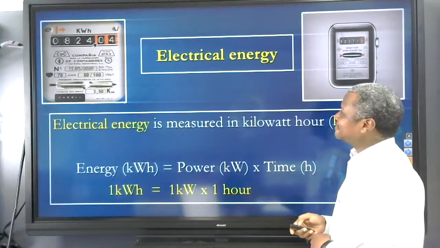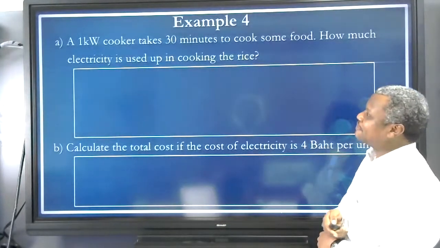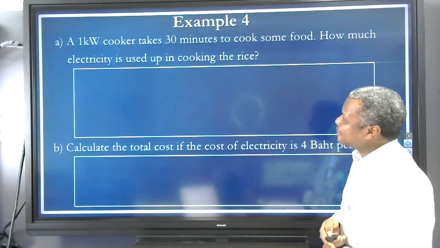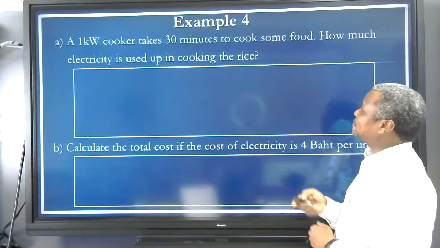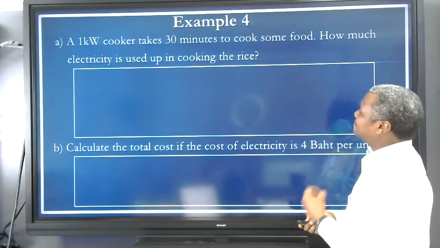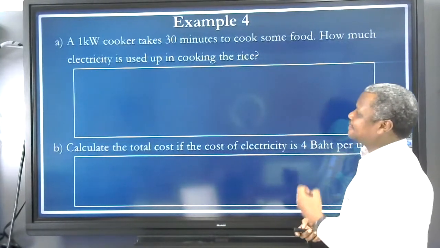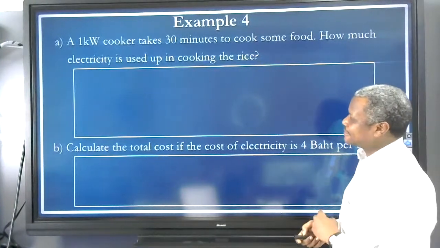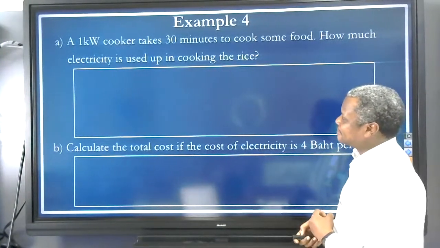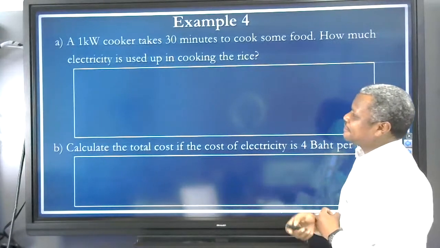Next, let's look at one example. A 1 kilowatt cooker takes 30 minutes to cook some food. How much electricity is used up in cooking the rice?